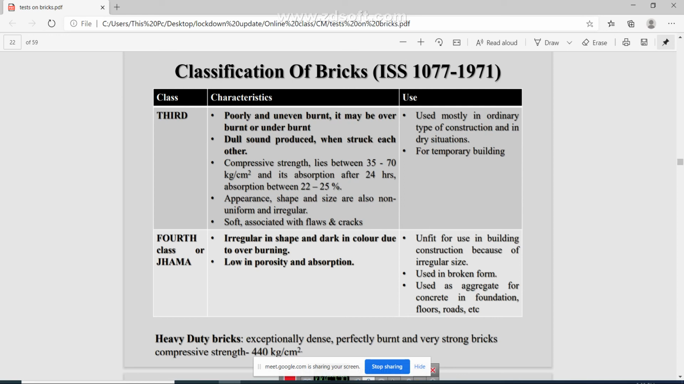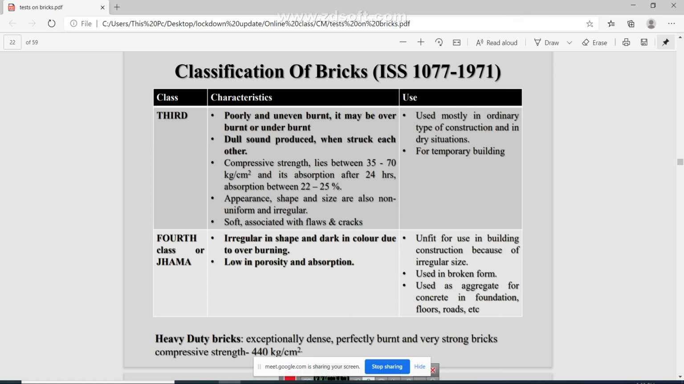Okay. The next criterion is the compressive strength. Whenever you are speaking about a third class brick, the compressive strength lies between 35 to 70 kilogram per centimeter square. And after 24 hours, it can have a water absorption of 22 to 25%. And appearance, shape and size are all non-uniform and irregular. And the bricks are very much soft when compared to class 1 or class 2. The use of third class bricks comes in temporary buildings. Then in dry situations, in ordinary types of construction and all, you can use the third class brick.